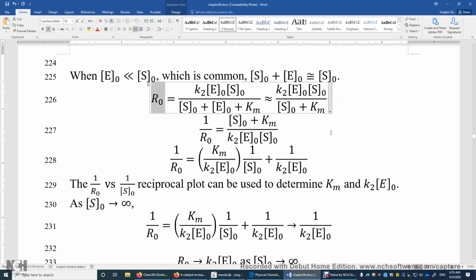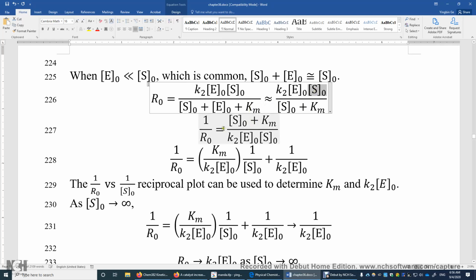So now we have this equation for R naught. However, there's a little problem here. If I ask you, how does this R naught depend on S naught? Well, it's difficult to answer. Because you have S naught on top, you have S naught plus Km on the bottom, so S naught cannot simply cancel. So it's a little bit difficult to analyze this equation, so we're going to take the reciprocal of both sides.